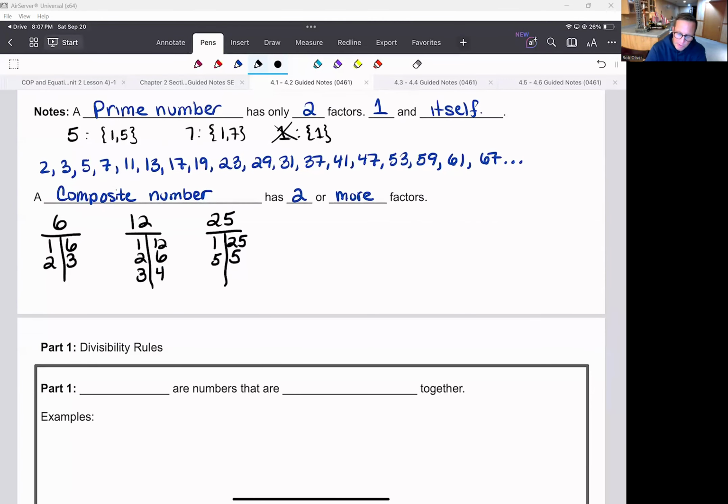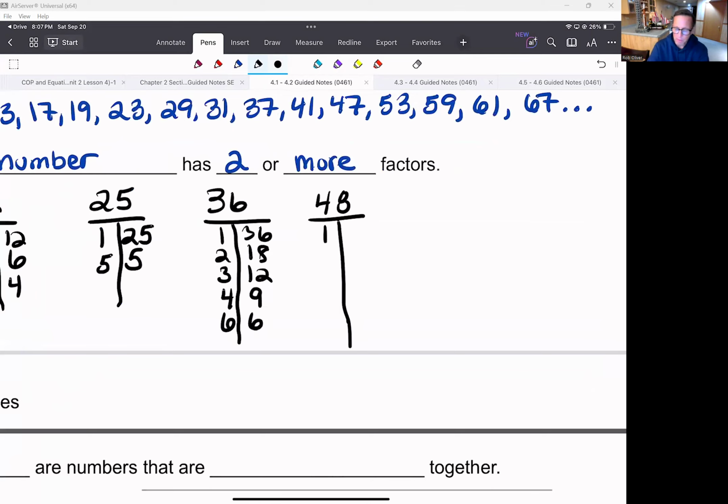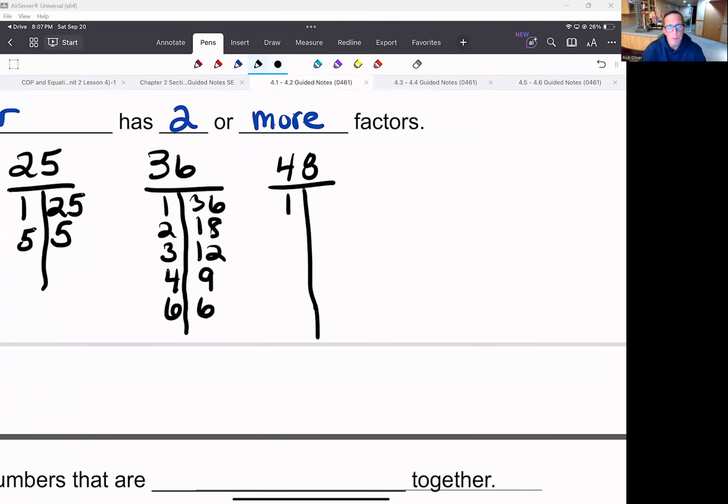Okay, 36 is a composite number. That has lots of factors. Well, not a ton, but that's 1 times 36, 2 times 18, 3 times 12, 4 times 9, 6 times 6. Okay, so these are just a few of many, many examples of composite numbers. And divisibility rules come into play.